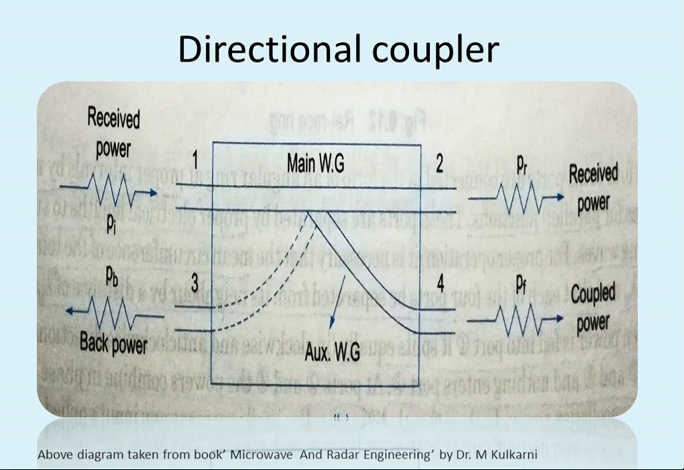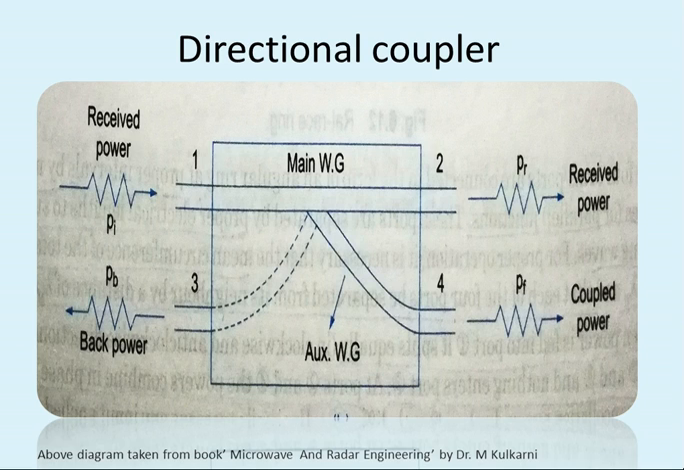A portion of the incident power on the port 3 is coupled to the port 2 but not to the port 1, and the portion of the power incident on port 4 is coupled to port 1 but not to the port 2. Also, port 1 and port 3 are decoupled, same as the port 2 and port 4.